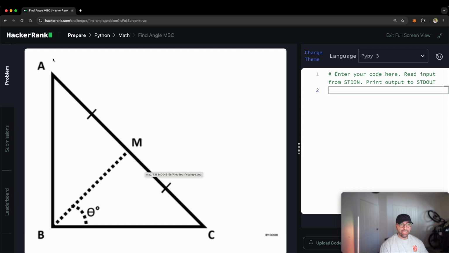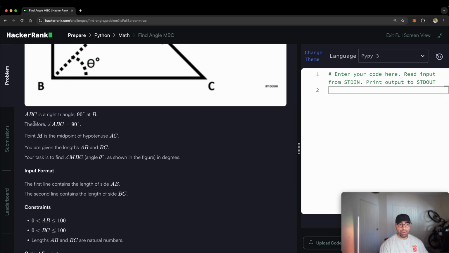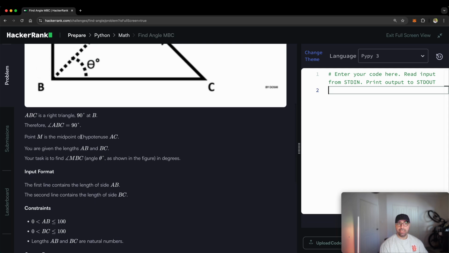The triangle is ABC. It's a right angled triangle at B. So this angle here is 90 degrees, and we are supposed to find this theta angle. ABC is a right triangle, 90 degrees at B, that I talked to you about. Therefore, ABC is 90 degrees.